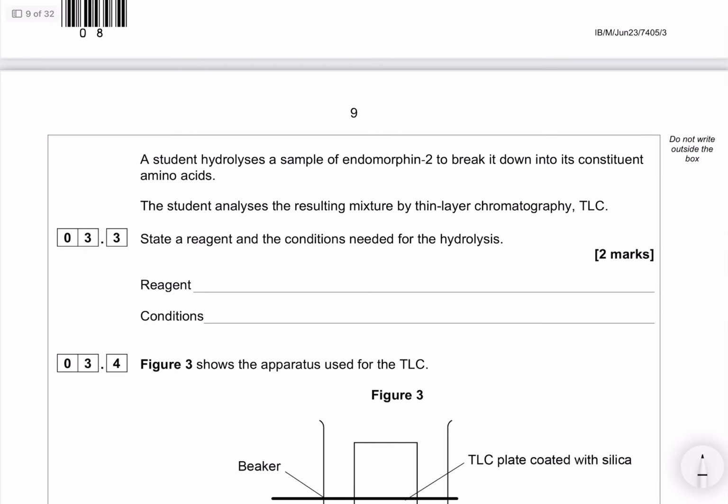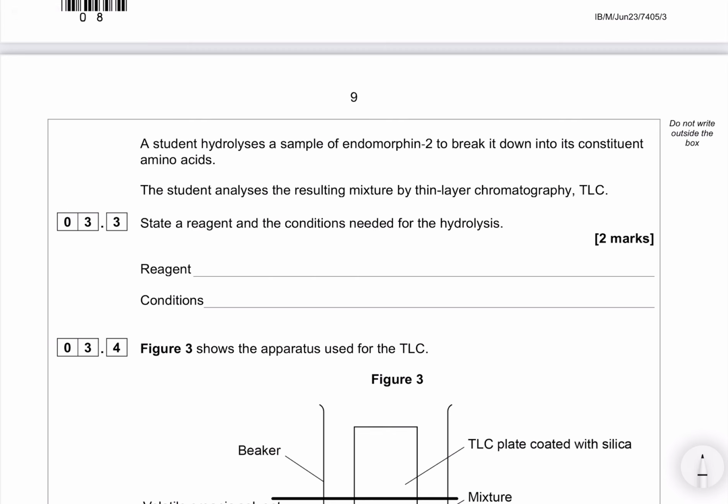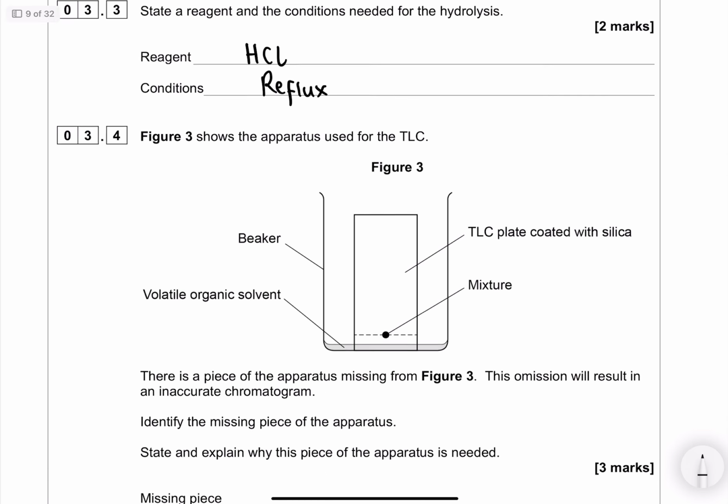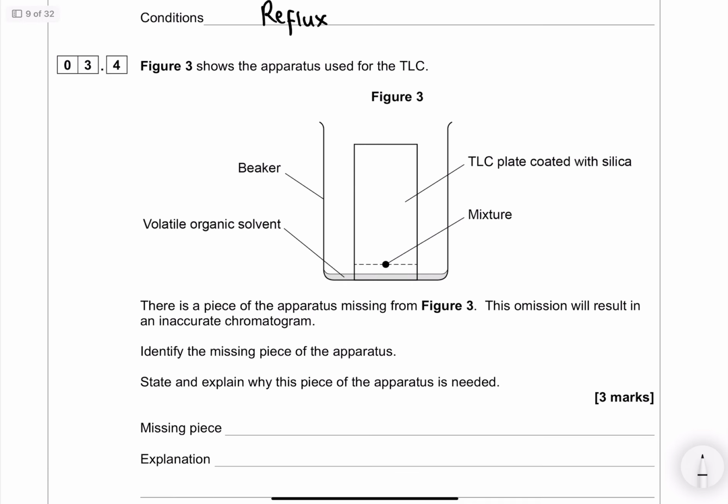A student hydrolyses a sample of endomorphin 2 to break it down into its constituent amino acids. The student analyses the resulting mixture by thin layer chromatography. State the reagent needed for hydrolysis. Well, we'll need fairly concentrated hydrochloric acid. It needs to be a strong acid, and we're going to reflux it for quite a long time to break those peptide links.